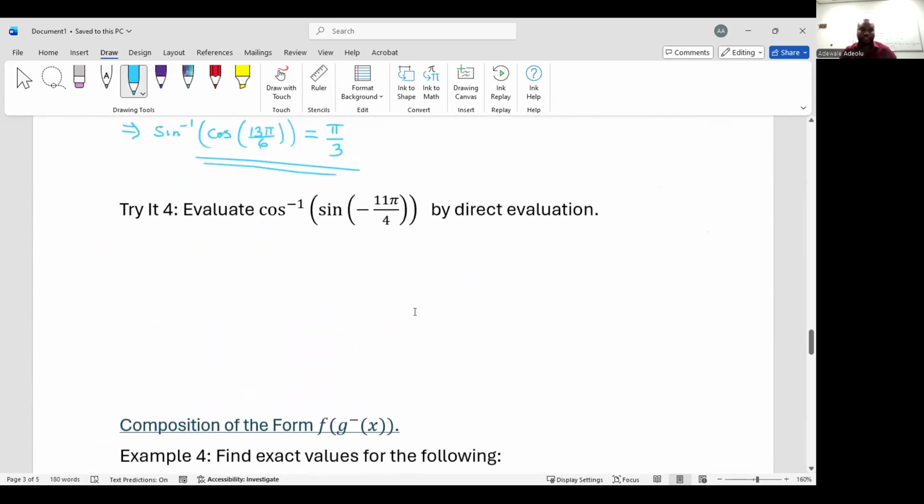That is that. So I will leave you with this to try. Do the same thing. Find a coterminal angle and just do the same thing. So pause this video and find your answer.